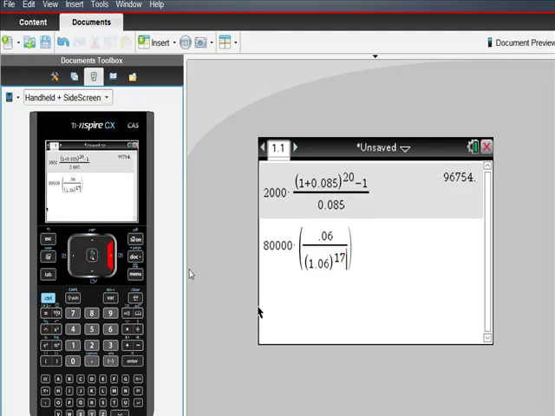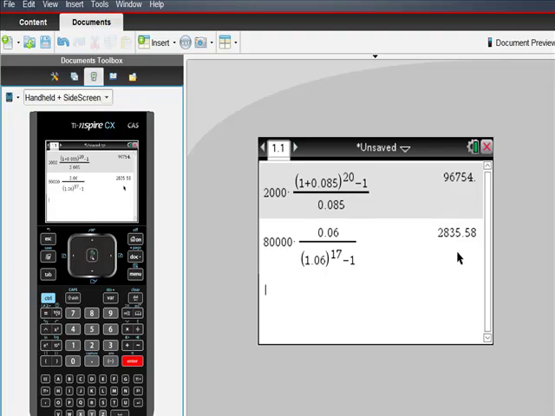Remember to take your cursor over so it goes straight out. You don't want 17 minus 1. You want this whole thing minus 1. And there's your answer. So you're going to have to put in $2,835.58 per year to make that payment.